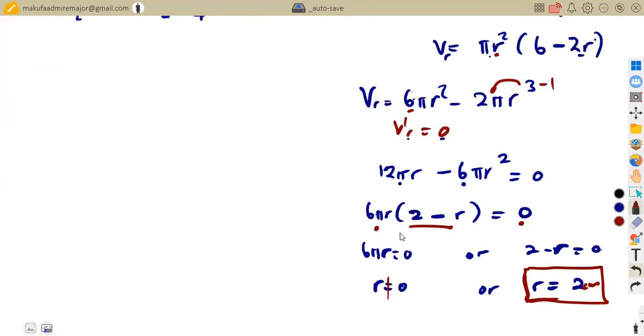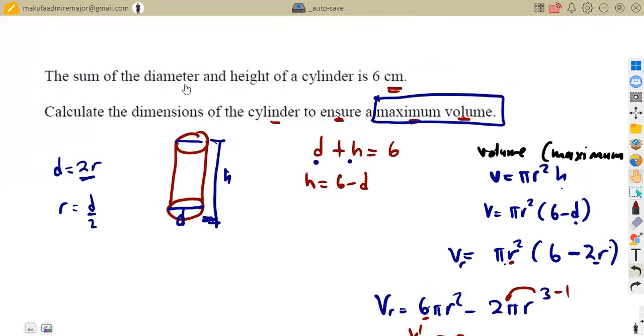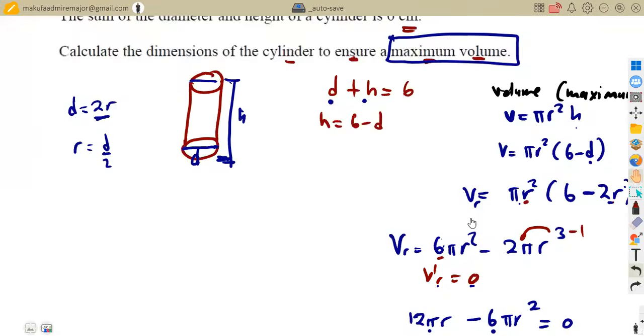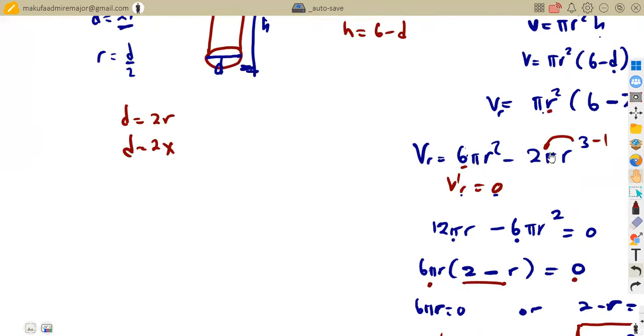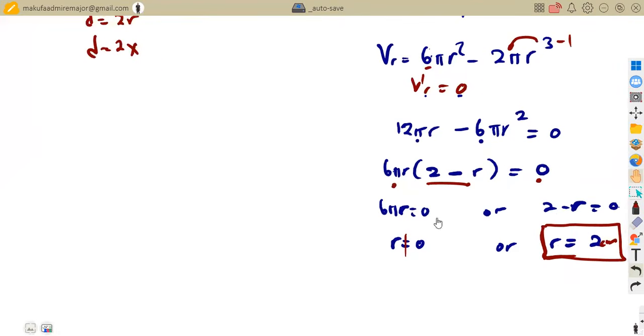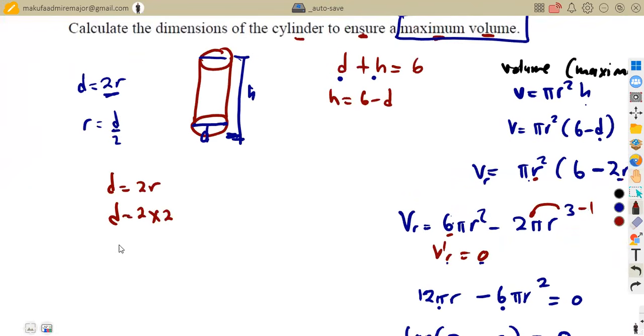So our radius was going to be 2 centimeters. But the question is, we are supposed to calculate the dimensions of the cylinder that ensure maximum height. So which dimensions? Remember, we are talking about the diameter and the height, the ones that were given before. So we are going to find our diameter, which we said is 2r. So our diameter is going to be 2 times the radius. Remember, we got our radius here as what? 2 centimeters. So that's going to be 2 times 2 in this case. Therefore, our diameter was going to give us 4 centimeters.